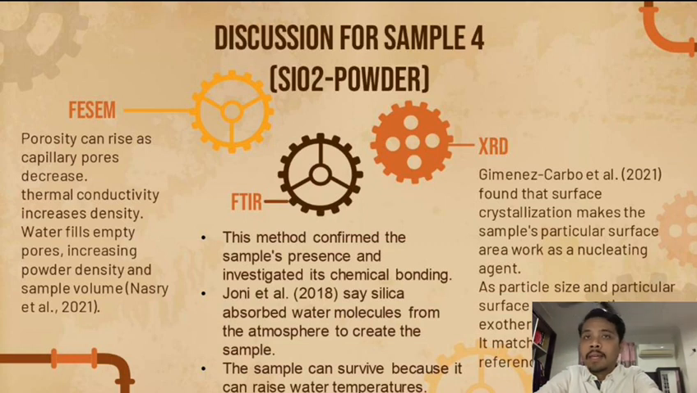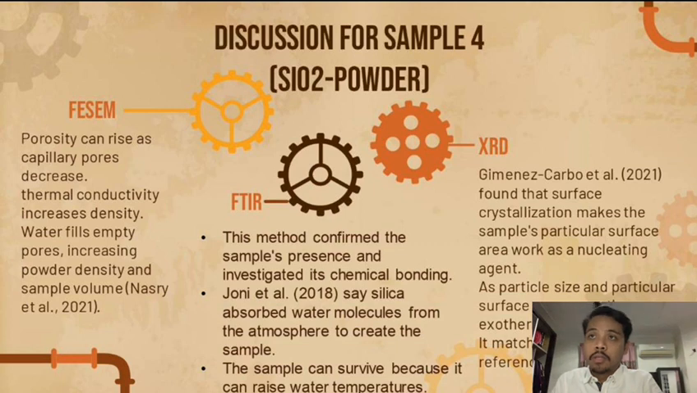Okay, and next for FTIR. So this method confirmed the sample presents and investigated its chemical bonding. So from article, Johnny says silica absorb water molecules from the atmosphere to create the sample. Then the sample can survive because it can raise water temperature.